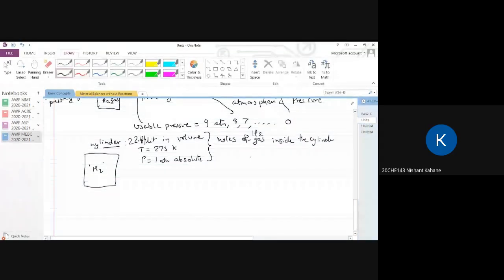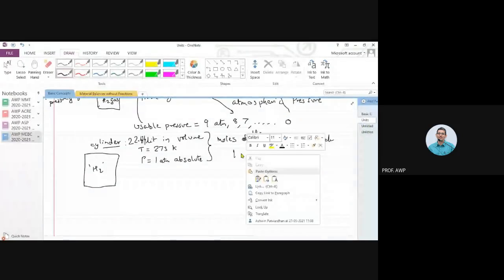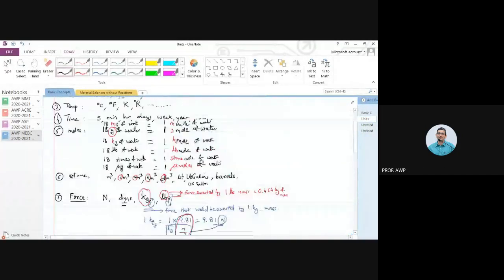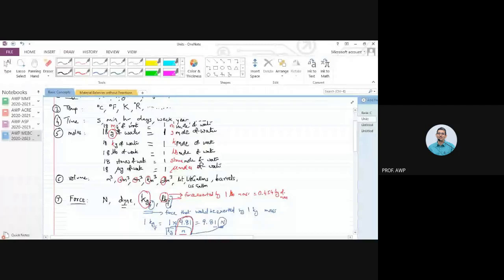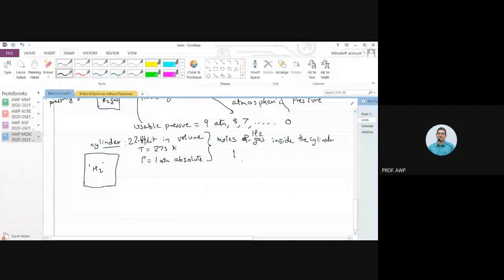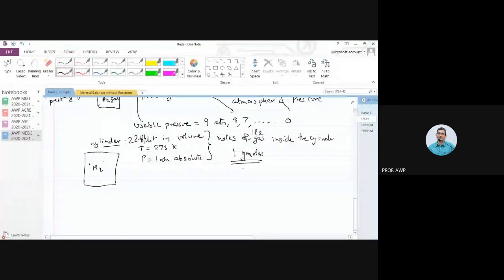One mole. Remember what we have been talking about when we talk about moles. It is mole, but we are going to write it as gram moles. But is this 1 gram mole usable? No, sir. Because pressure is 1 atmosphere absolute.